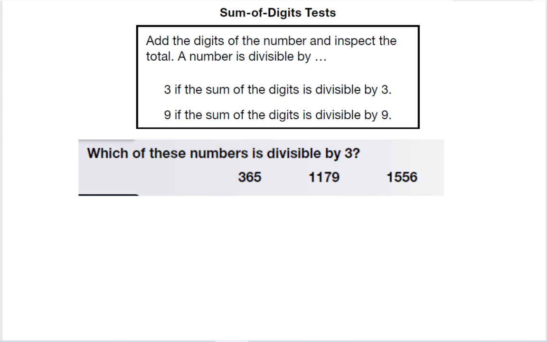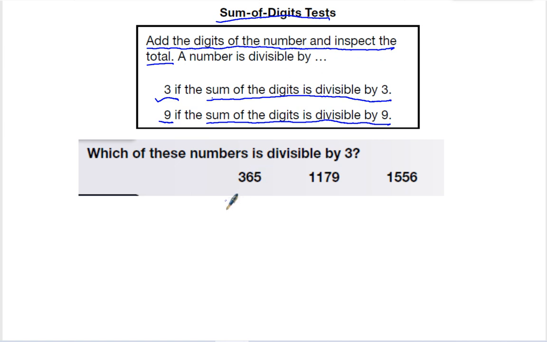A second way to know if a number is divisible is called the sum of digits. So we're going to add the digits of the number and inspect the total. A number is divisible by 3 if the sum of the digits is divisible by 3. It's divisible by 9 if the sum of the digits is divisible by 9. So I'll show you what that looks like.